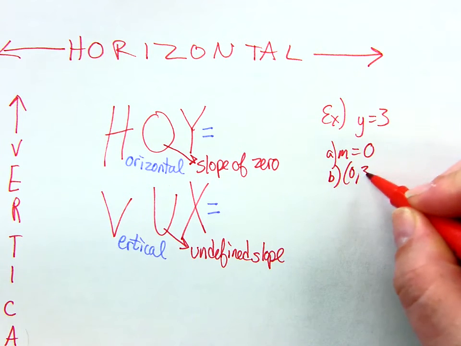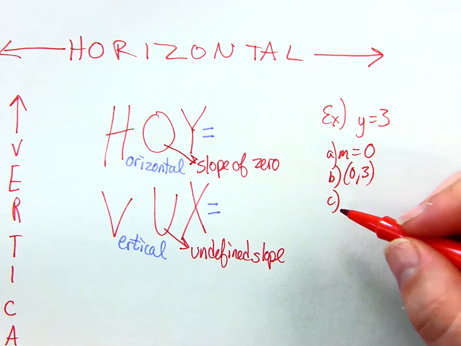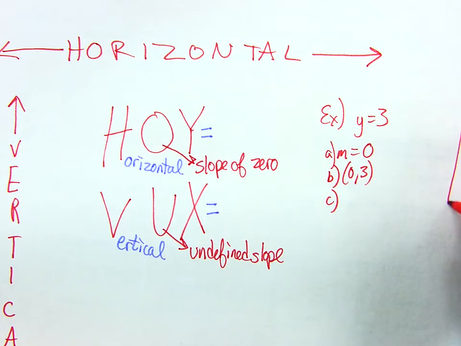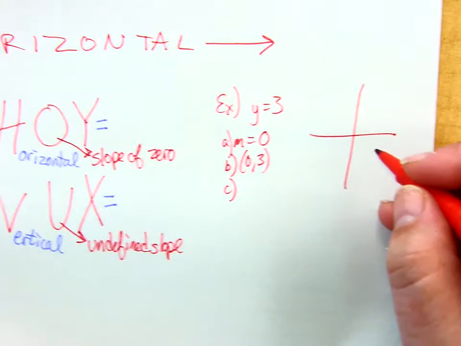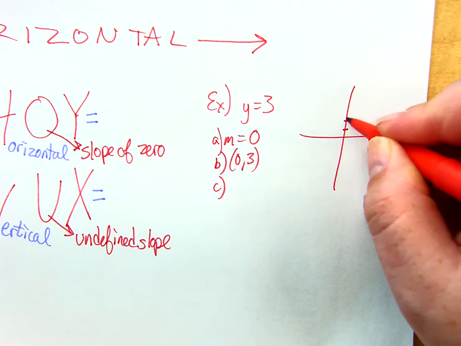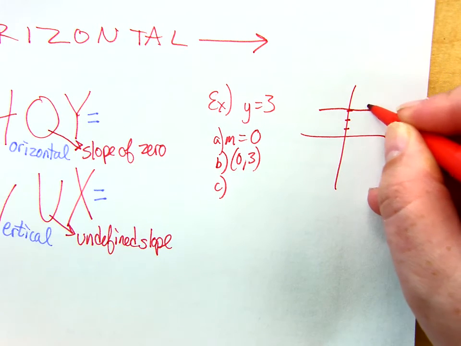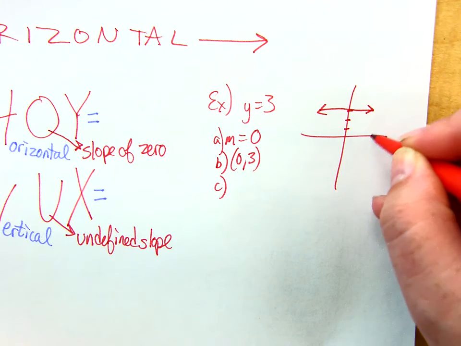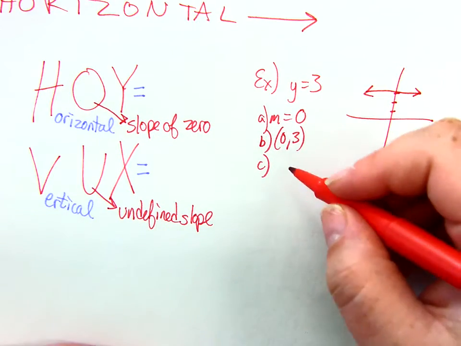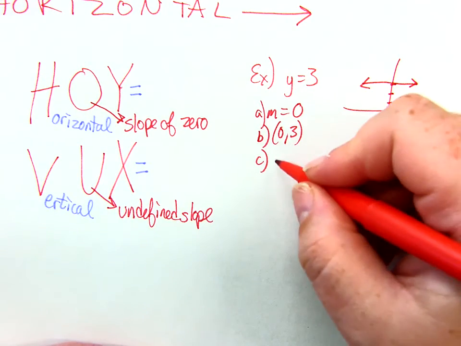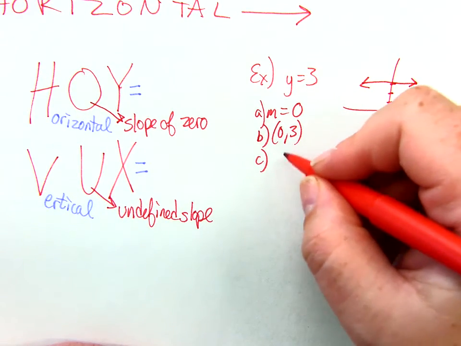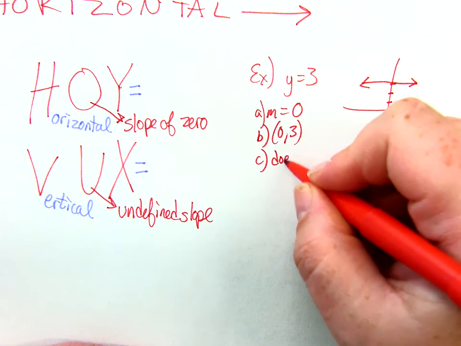So (0, 3). If it's a horizontal line, where's it going to cross the x-axis? Not. It never does. Right? Because remember what this looks like. You have a horizontal line at 3. So it looks like this. It's never going to cross the x-axis. So I don't have an answer for C. I'll just say, I don't know, it doesn't cross.